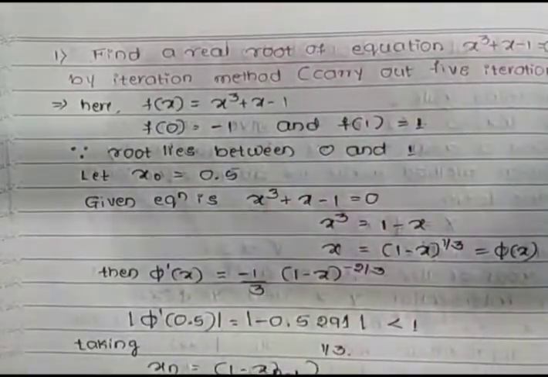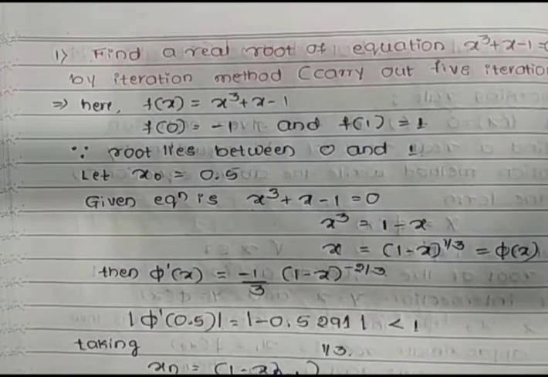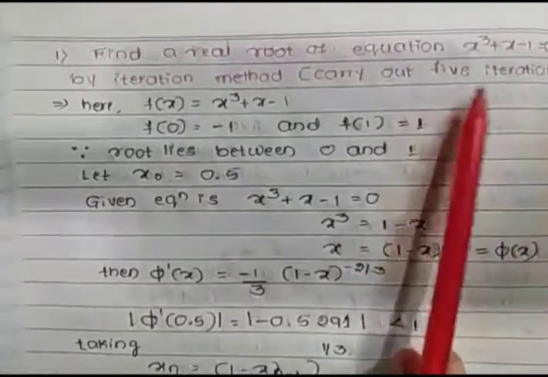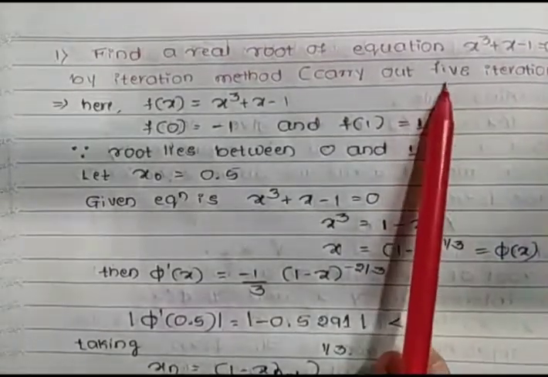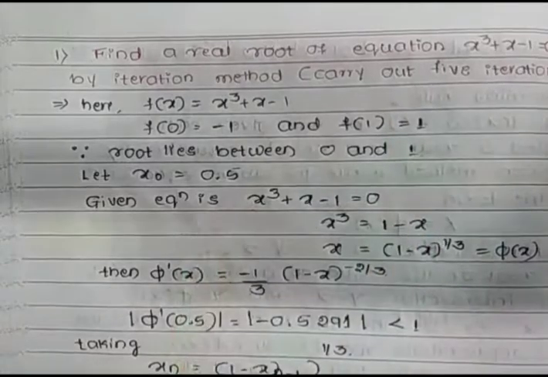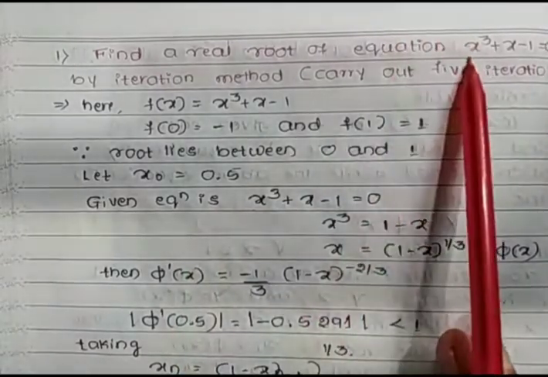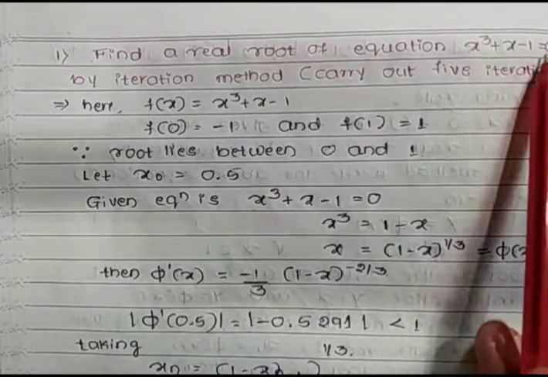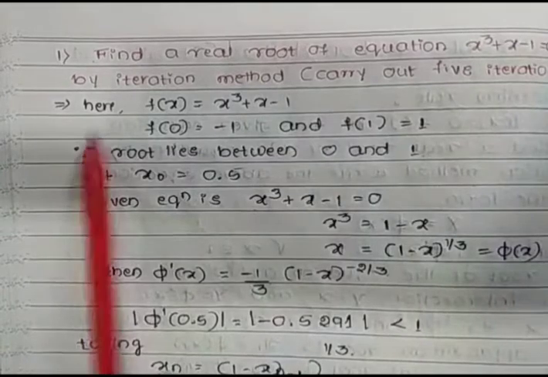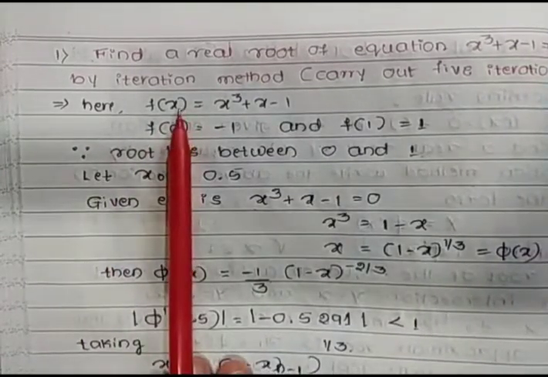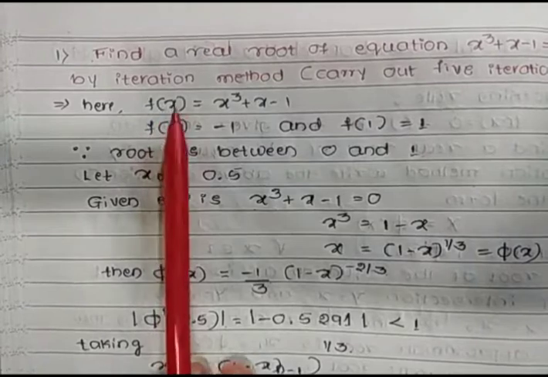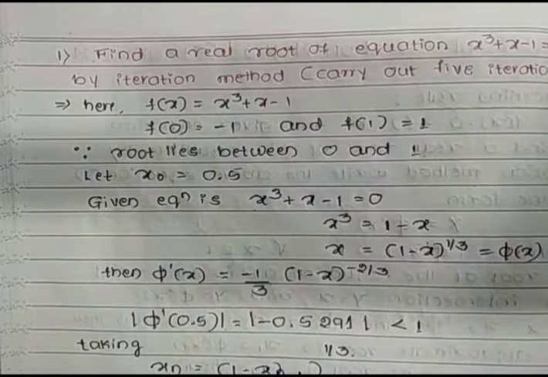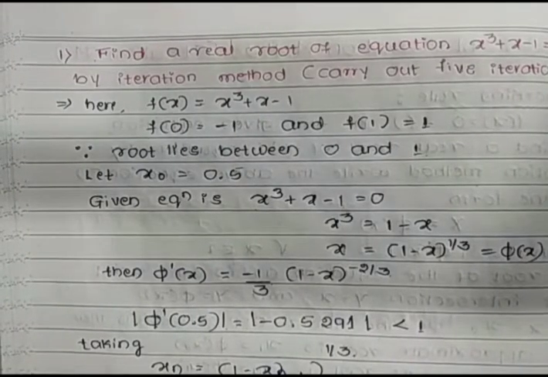In the question it is not mentioned to find up to 3 decimal values or up to 2 decimal values. We just need to carry out 5 iterations, which means only 5 steps we need to solve here. Okay, so what is the given question? The given equation is x^3 + x - 1 = 0. So consider the given equation in terms of a function, that is f(x) = x^3 + x - 1.